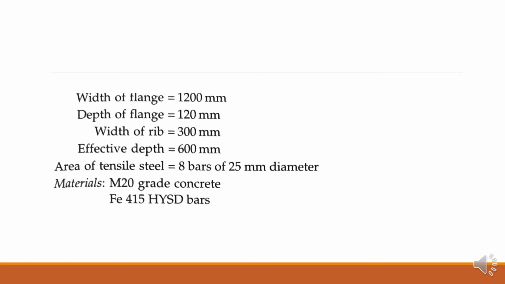So let us see what the given data are. First, the width of the flange, that is BF, is equal to 1200 mm. The depth of the flange, that is DF, is 120 mm. The width of the rib is 300 mm. The effective depth is 600 mm. The area of tension steel is 8 bars of 25 mm diameter rod. The material used in this T-beam section is M20 grade concrete and Fe 415 high yield strength deformed bars.